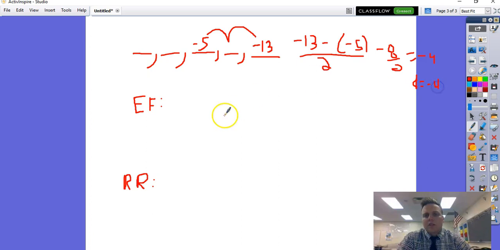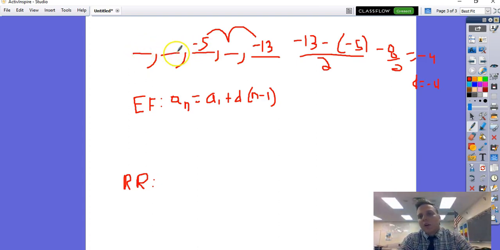Now, with that piece of information, finding the explicit formula should be quite simple. So the explicit formula is just simply going to be a sub n is equal to a sub 1 plus d times n minus 1. Now, you might be saying, whoa, I have a problem here. And you're right. We do have a problem. What is a sub 1? We're going to need to work our way backwards there first before we can find what a sub 1 is. Okay, so then what is the common difference? It's negative 4. That means each time we are subtracting 4.